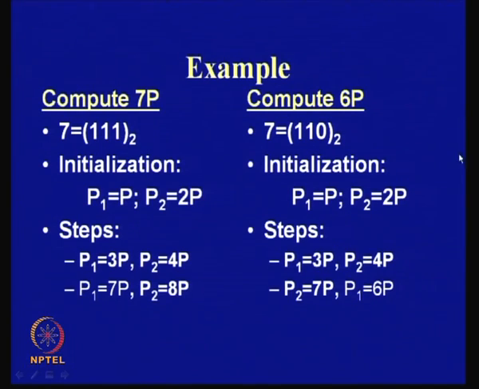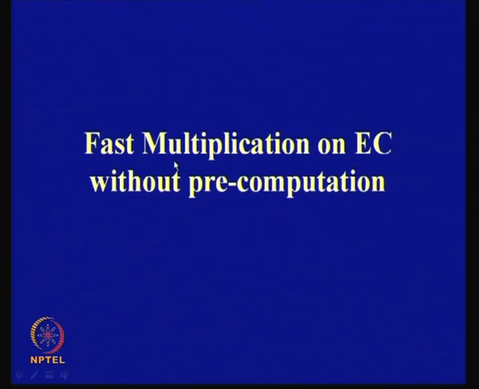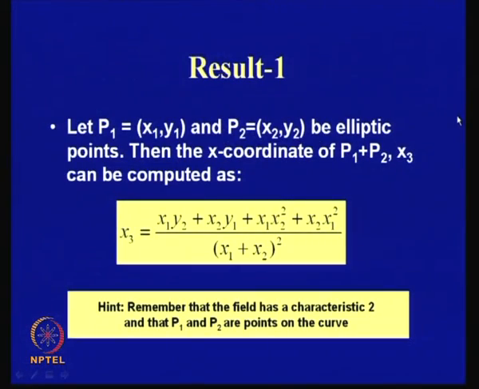Now, why essentially is this efficient? That is an important question. Why essentially do we do it in this fashion? That brings us to the topic of fast multiplication in elliptic curves without pre-computation, that is, I am not having any pre-computed values and still I am accelerating the computation of k into P. For that there are certain results which are important, which I will try to discuss here.